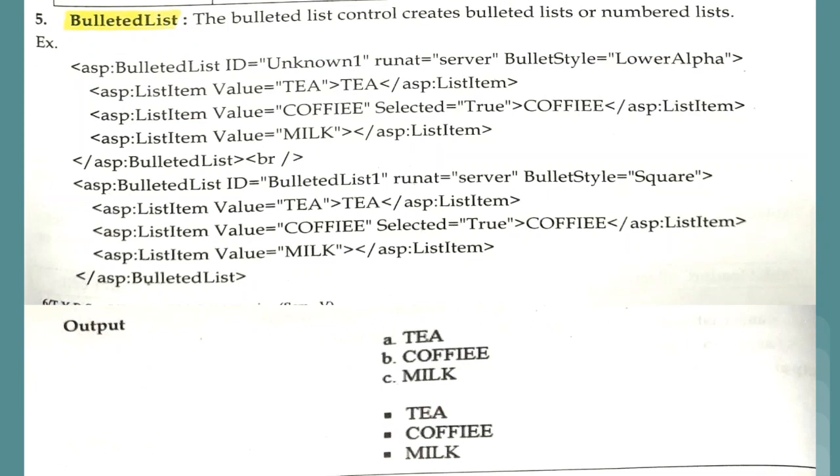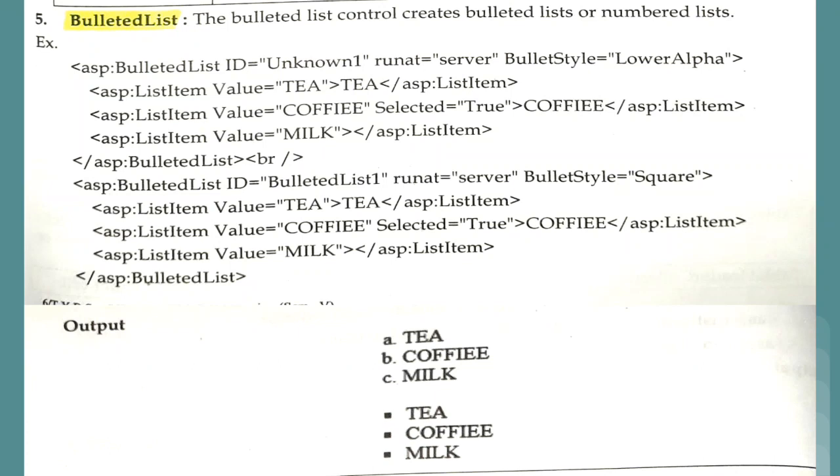Just see the output. If you want to create the first list, which has ABC as numbering, we use one property of the bulleted list control, that is bullet style. Otherwise ID and runAt are the common properties. But other than that, just to have ABC as bullets, we have used the bullet style property, and we have set it to lower alpha. And like other list controls, to add the items we have the list item element, with the help of which we can add the list.